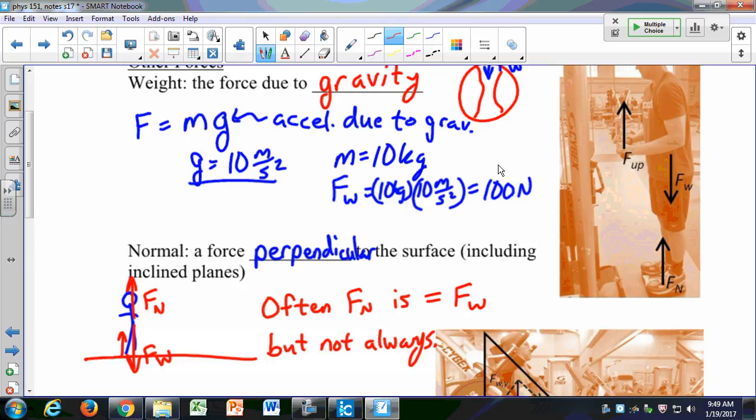All right, so think about what are the ways that you can change the normal force. What are y'all coming up with?